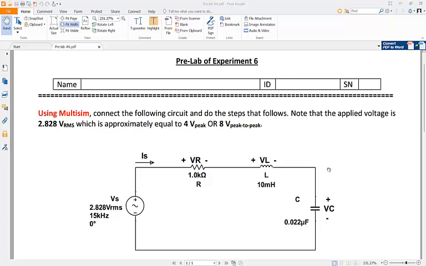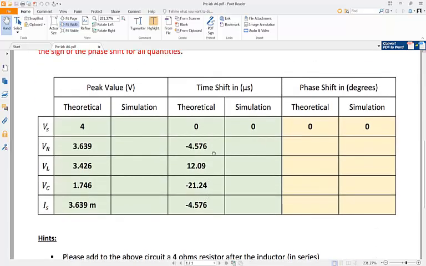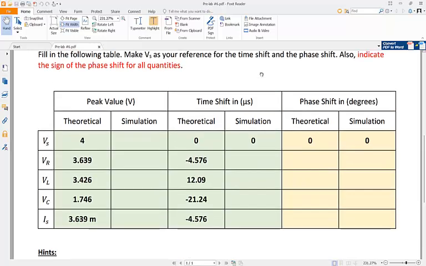I am recording this video to help you make the simulation for the pre-lab of experiment 6. As shown, this is an RLC circuit, which has an inductor, capacitor, and a resistor. Also, it is part of AC analysis. So we are going to use Multisim as a simulation tool to make this circuit and get some related values regarding time shift and phase shift.